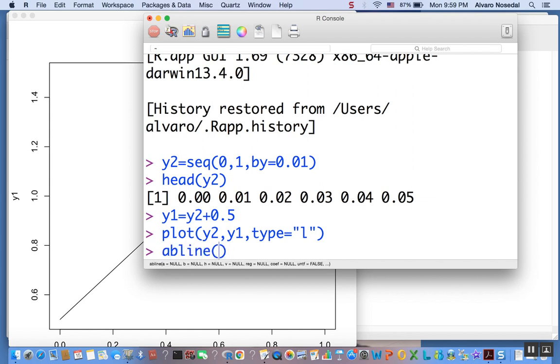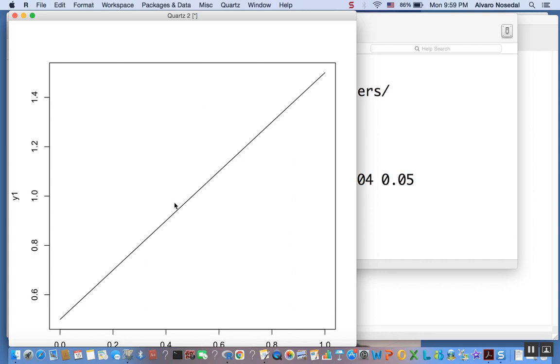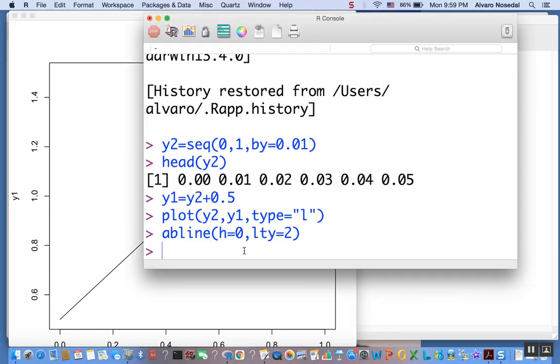With abline and h equals 0, I'm adding a horizontal line at 0, right? And with lty equals 2, I'm just telling R that I want a dashed line. Okay?